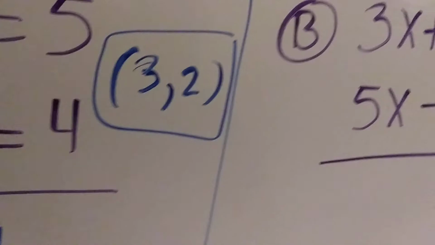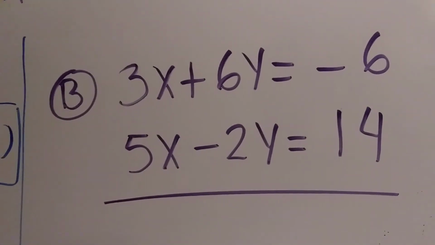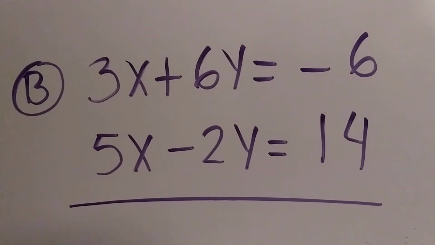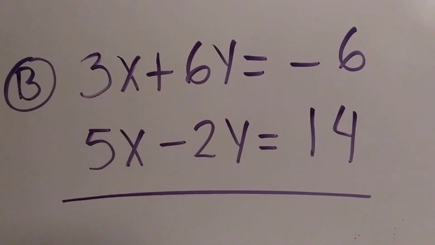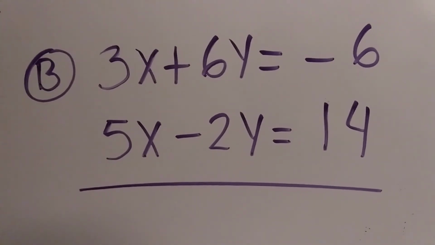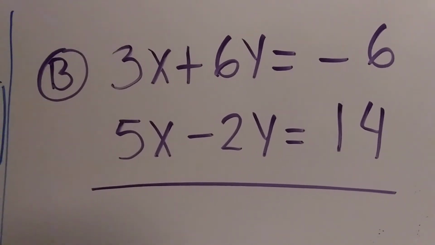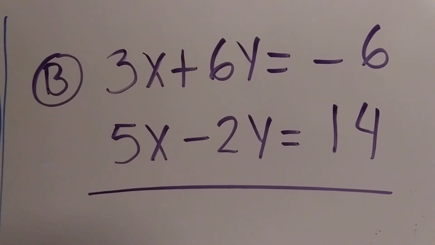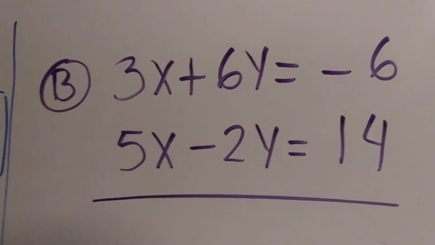Okay, so that was the first example. The second example that we have here, guys, is the following. Here we have 3x plus 6y equals negative 6, and we also have 5x minus 2y equals 14. So remember, we said that we need to temporarily cancel or eliminate one of the variables by having one positive and one negative, which we already have here with the y's, meeting that criteria.